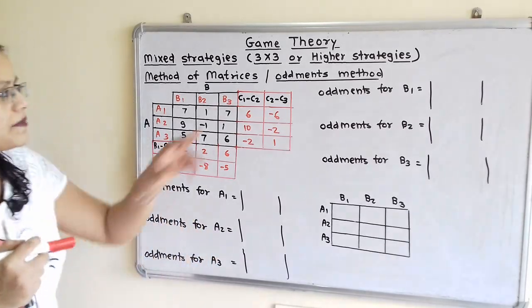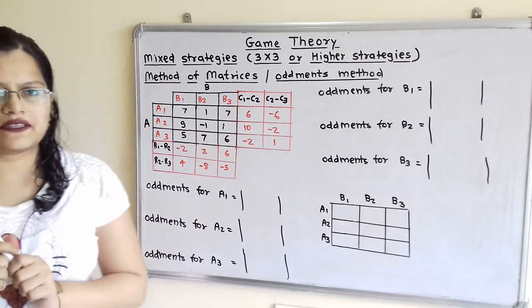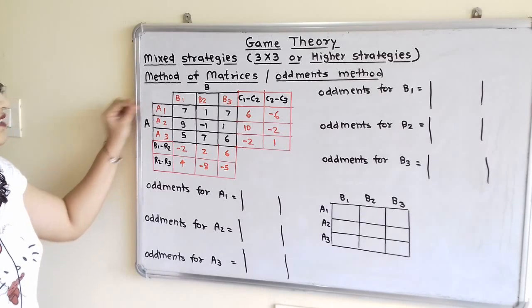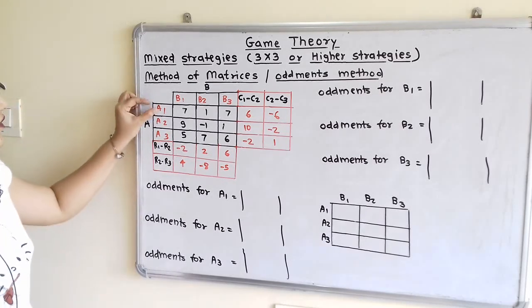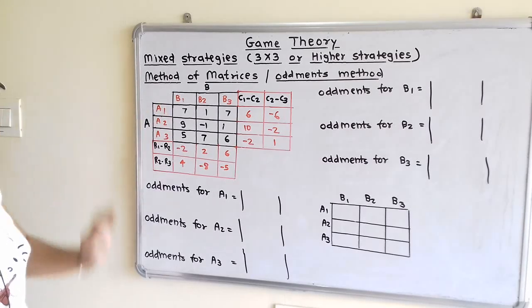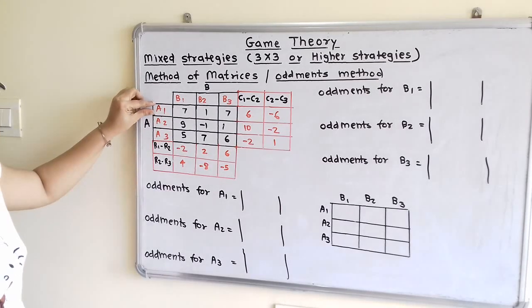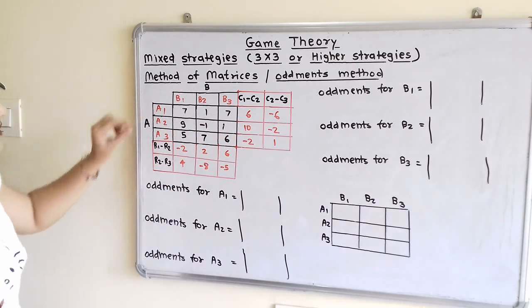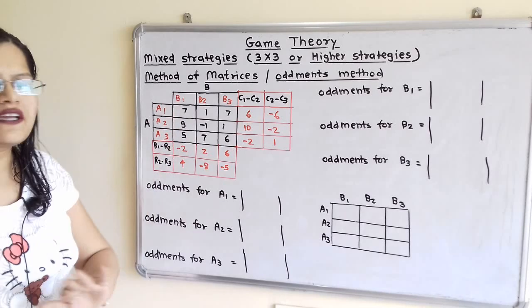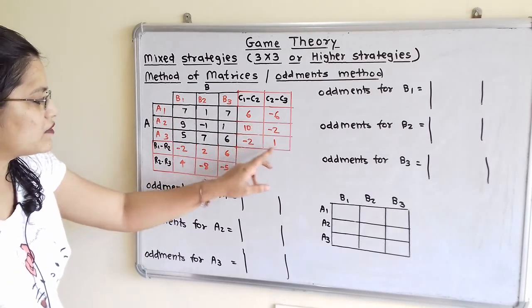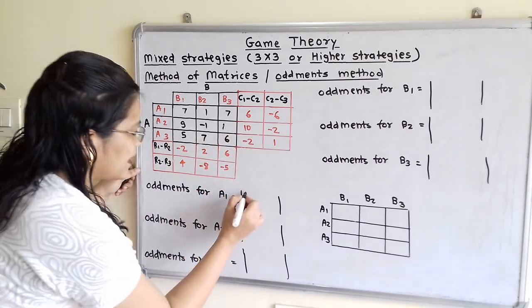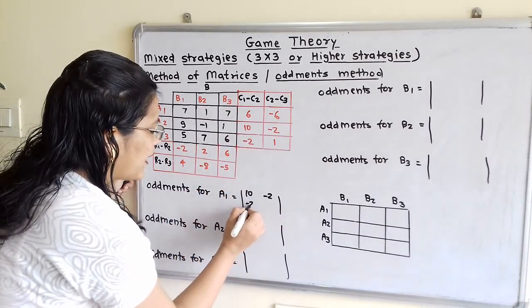We know that this method is also known as Oddments method. So we have to take the oddments for every strategy. What are the oddments for strategy A1? We have to refer to the elements of the remaining columns, that is 10, minus 2, minus 2, 1. So I will write here oddments of A1: 10, minus 2, minus 2, 1.